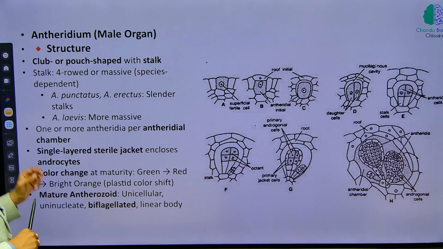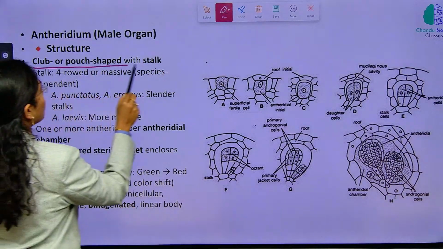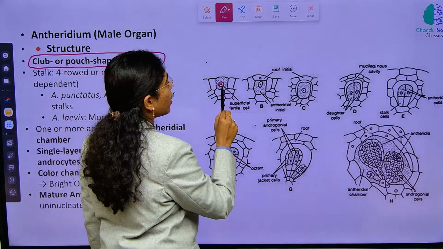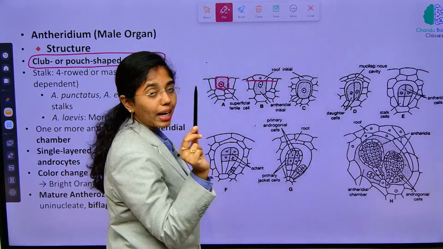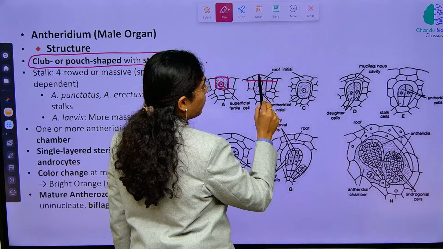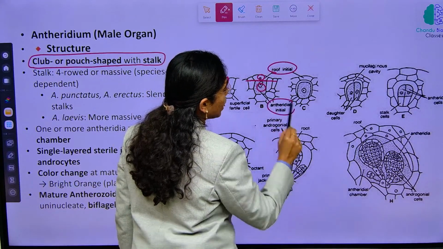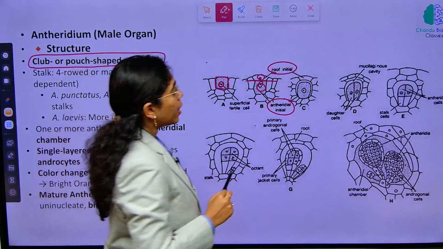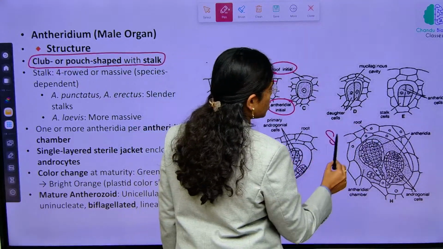It is club or pouch shaped with a stalk. Okay, it is club or pouch shaped with a stalk. How is it developed? Look at here carefully. One of the superficial fertile cells will undergo a transverse division, and after one transverse division, the apical roof initial is formed, and at the base you can see the antheridial initial. Roof initial and antheridial initial. Now after anticlinal divisions, this forms an 8-celled structure.